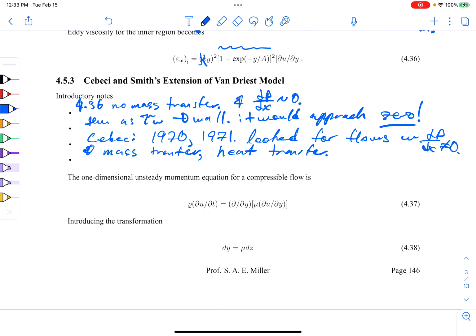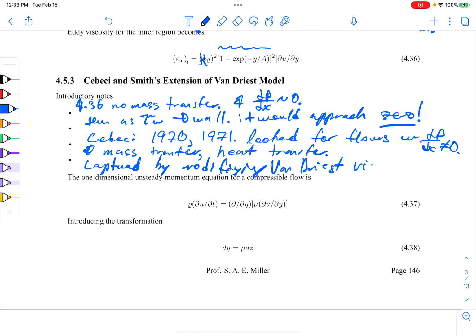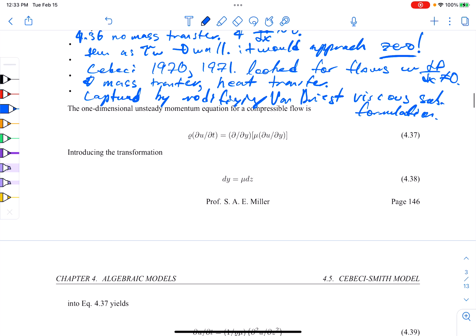So all these things were captured by modifying the Van Driest viscous sublayer formulation, which we just looked at briefly. Okay, we're going to go back once again to the unsteady momentum equation for compressible flow, which is like Stokes' problem.